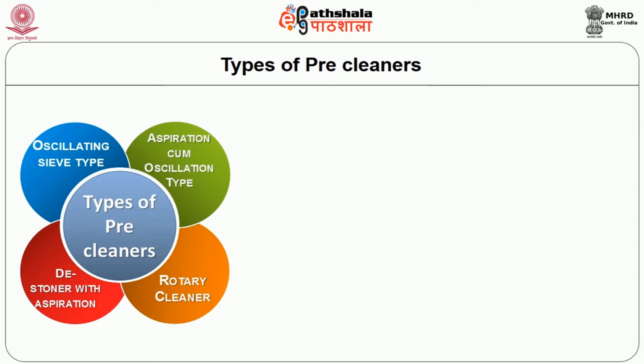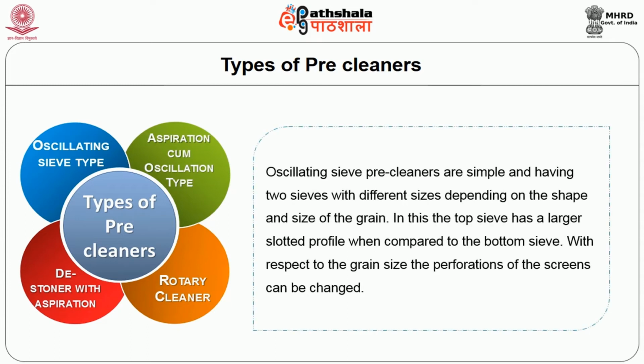Next, let us see the types of pre-cleaners normally available. According to their cleaning mechanism, grain pre-cleaners are classified. The first one is the oscillating sieve type. Oscillating sieve pre-cleaners are very simple and have two sieves of different sizes depending upon the shape and size of the grain. The top sieve has a larger slotted profile than the bottom sieve. Depending on the grain size, the perforation of the screens may be changed.